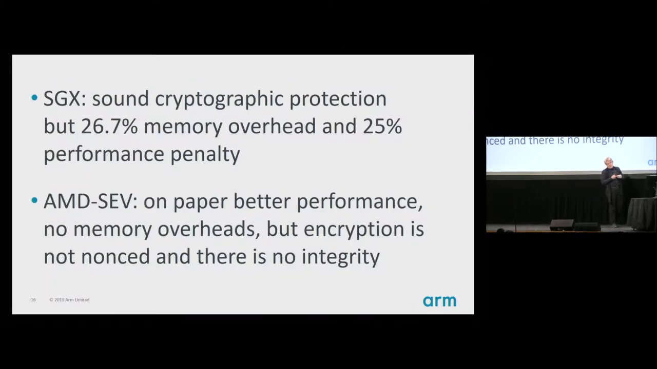So we have some nice solutions already in the market for these. For instance, SGX has a very sound cryptographic protection. So Intel guys, we are competitors, but it's actually a compliment for you. But there is a 26.7% memory overhead and a 25% performance penalty in our testing. On the other end of the spectrum, you have the Secure Encrypted Virtualization or something like that by AMD, which on paper offers you much better performance, no memory overheads, but encryption is not authenticated and there is no integrity. So it is almost as if you had nothing there.